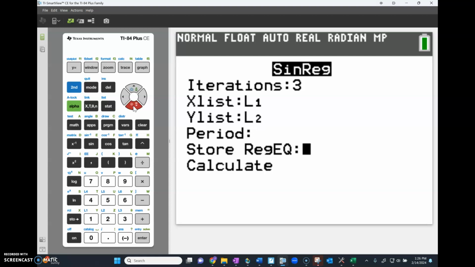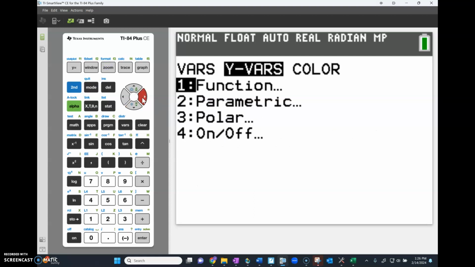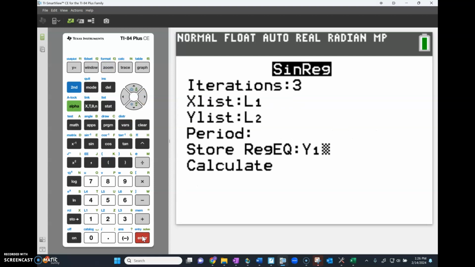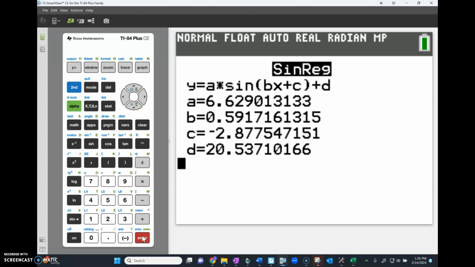We don't have to store the regression equation, but since I wanted to see how well it actually does, I'm going to go ahead and put in y1. So I go into Vars, Y-Vars, Function, and then y1 right there. Now I'm going to go down to Calculate. It'll give me this equation. I can see my a value, the b value, the c value, and the d value. So if I wanted to just find the equation, I'm done. I can write those things down.